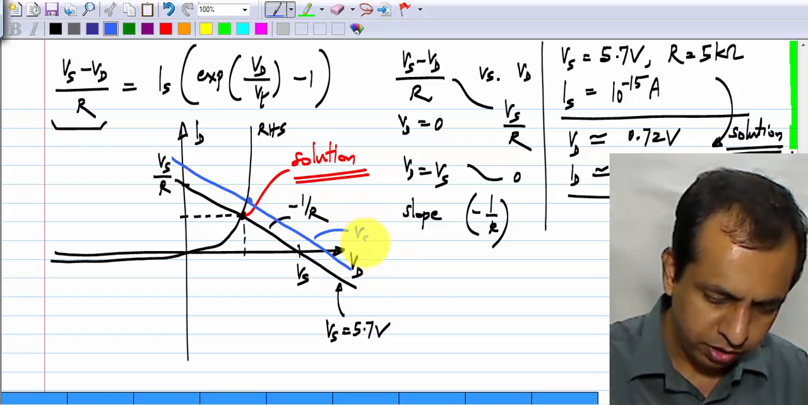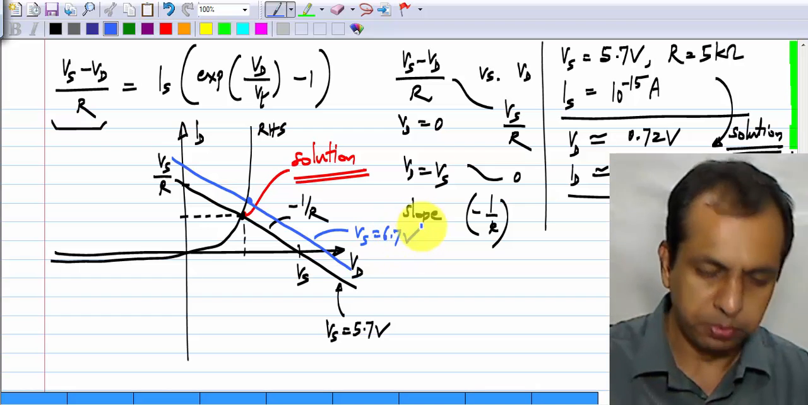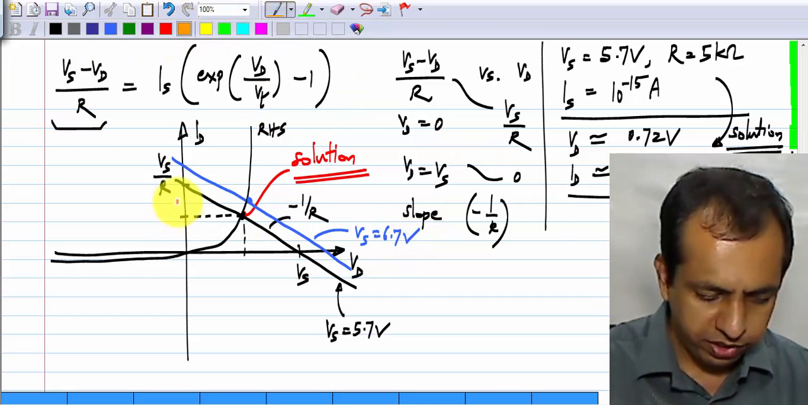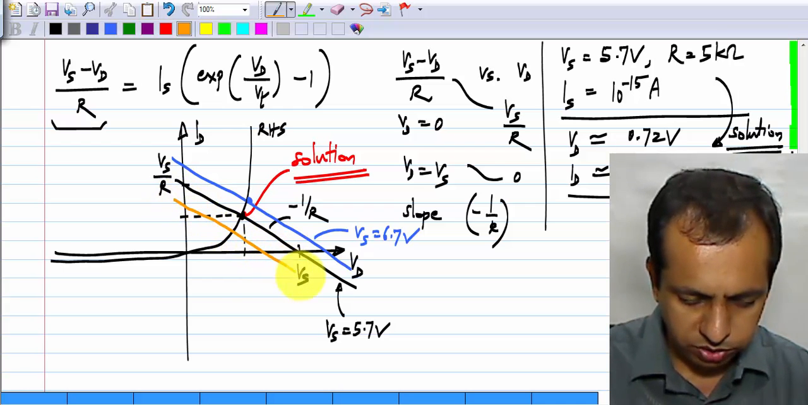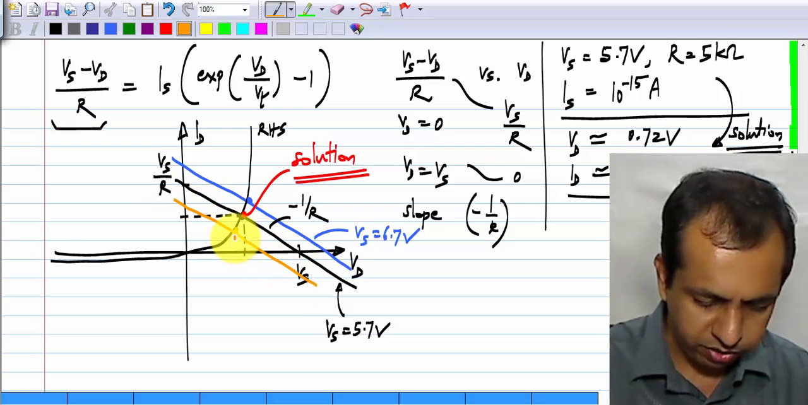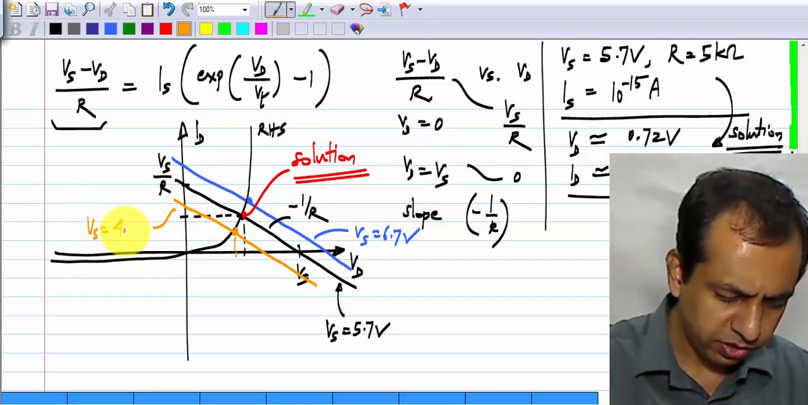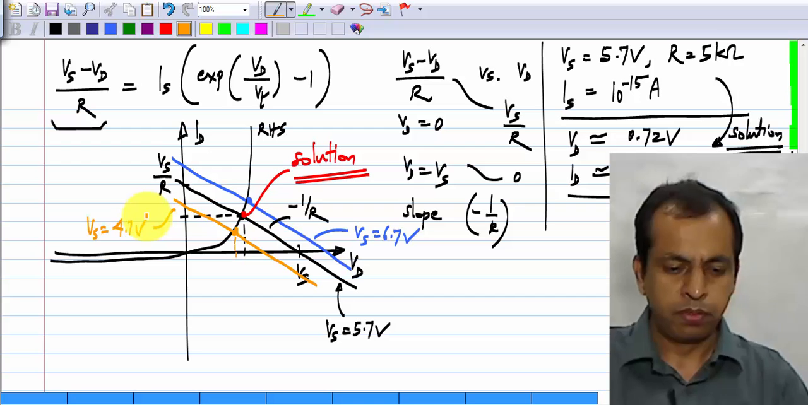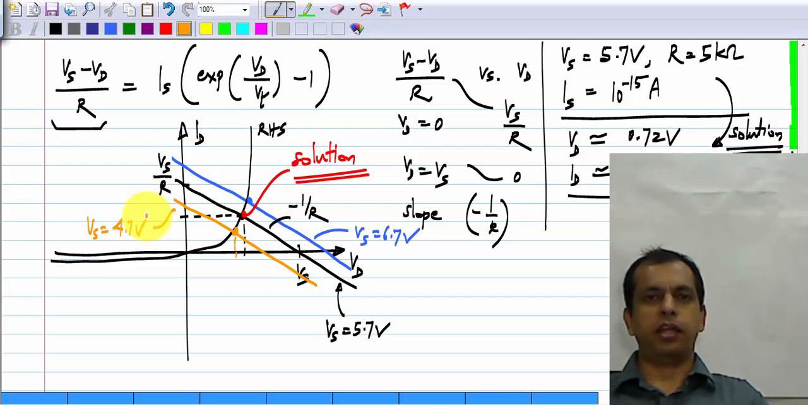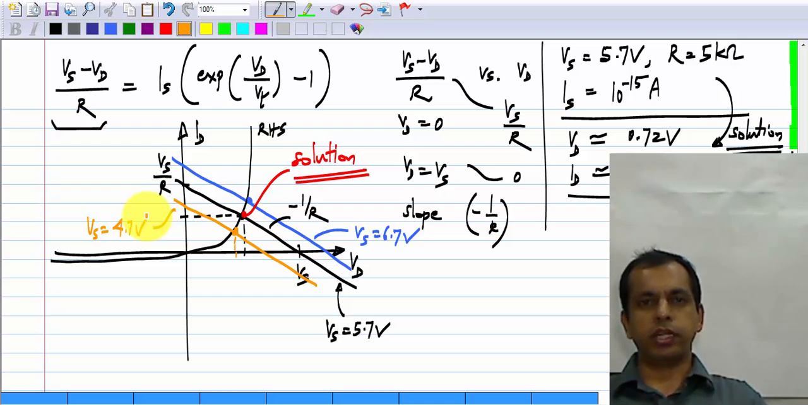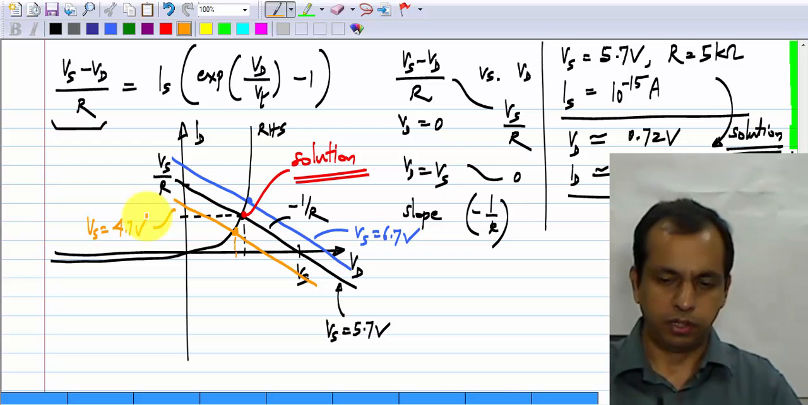Or alternatively if Vs is 4.7 volts, you would get a solution like that, and you will get yet another solution. So, this corresponds to Vs equals 4.7 volts. The point is that anytime the input changes, you have to solve the nonlinear equation all over again. Now, this is a big difference from linear circuits.